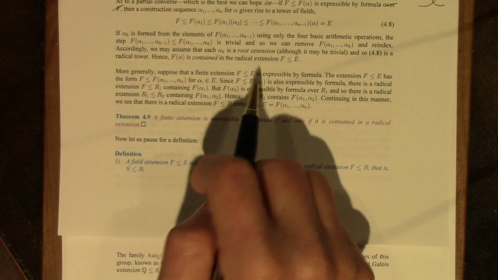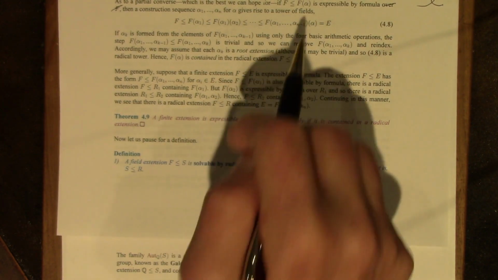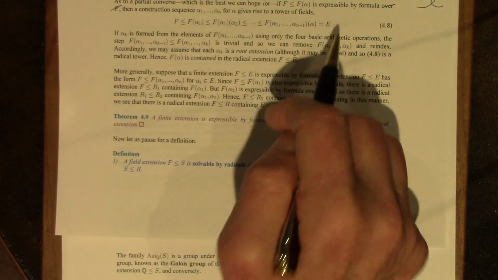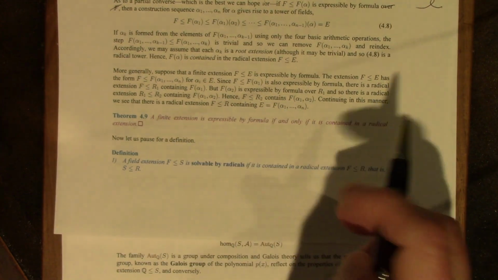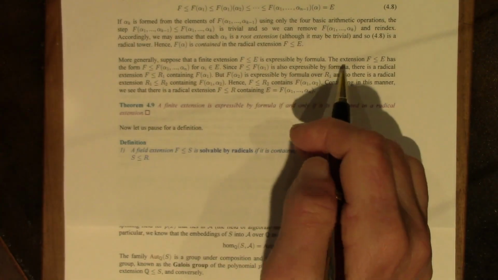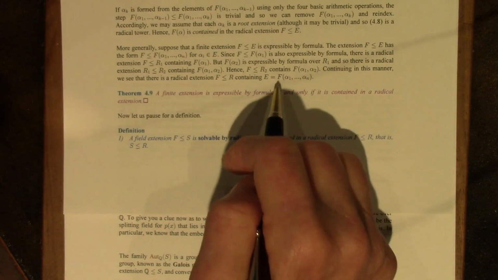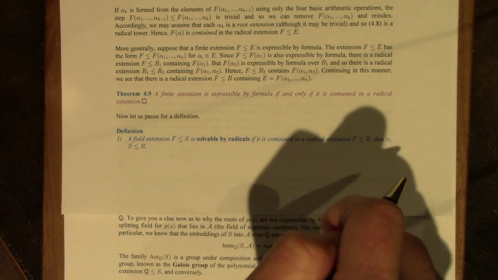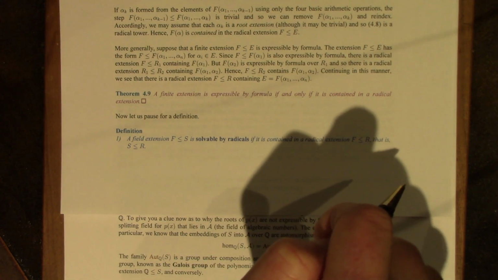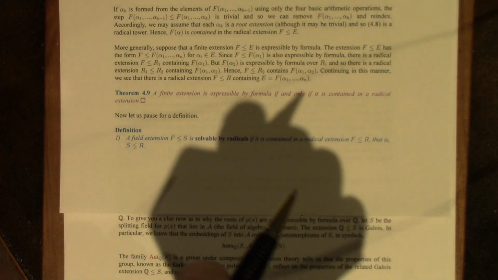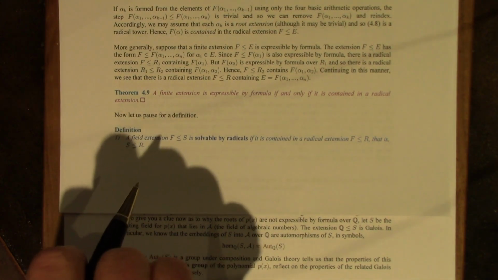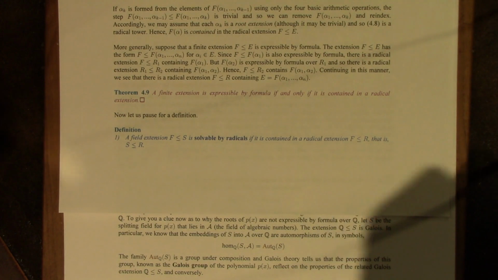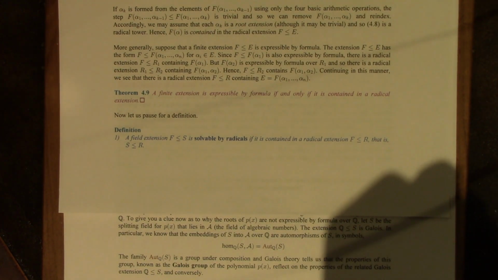I probably shouldn't have used E here in these two paragraphs because they're different E's, but that was bad judgment on my part. Anyway, so what we have learned is that radical extensions are expressible by formula. Finite extensions that are expressible by formula are contained in radical extensions. You can't hope for anything more.